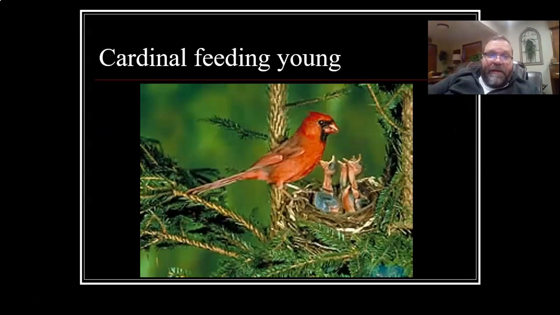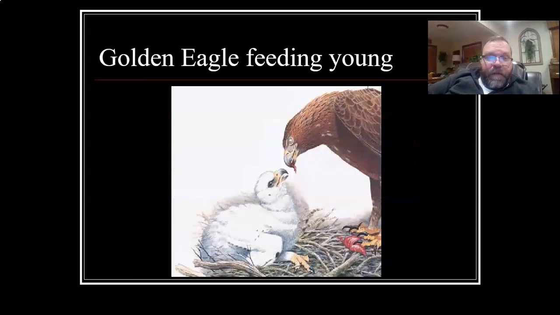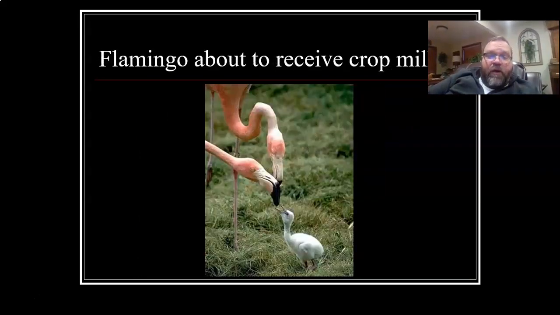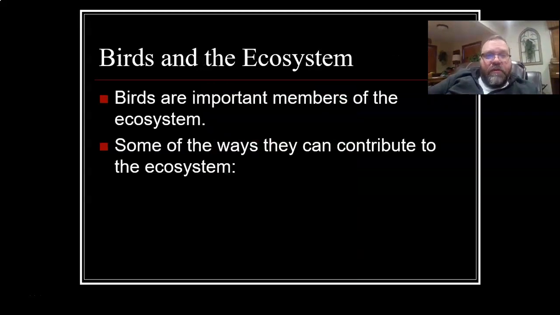We'll talk a little bit more about that in anatomy. So here you see these birds are altricial because they're saying, feed me, feed me. Mom has to take food from its mouth and put it into the babies. Another altricial bird, mama has to feed it. Flamingos about to receive crop milk. So again, milk from a place in the throat called the crop. These are also altricial.